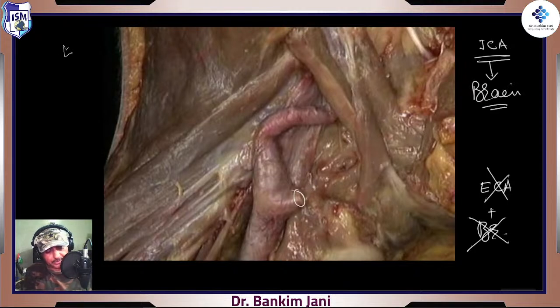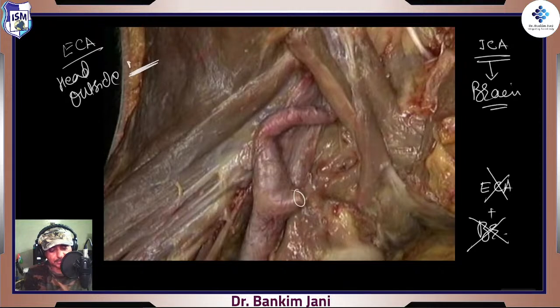while the external carotid artery will be doing what? It will be taking care of the scalp, dura, and the head, except the orbit, right? So head outside, minus orbit, and plus the scalp and the dura.